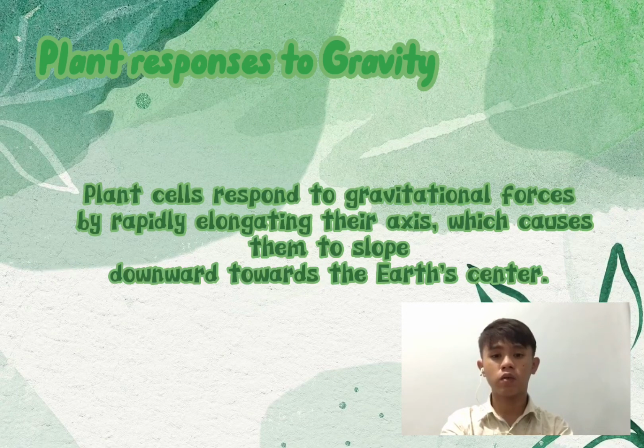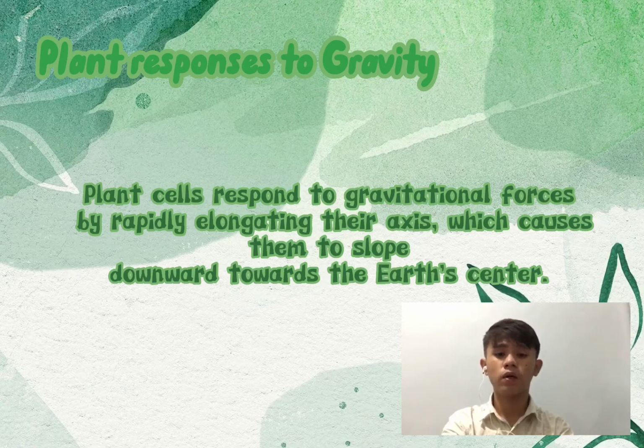Plant cells respond to gravitational forces by rapidly elongating their axes, which causes them to slope downward towards the Earth's center. Although this theory is interesting, it seems unlikely that gravity alone would be the main determinant of how plants grow toward light. In response to light cues, plants must dissipate energy through a complex series of reactions that depend on many other factors, such as nutrients and temperature.